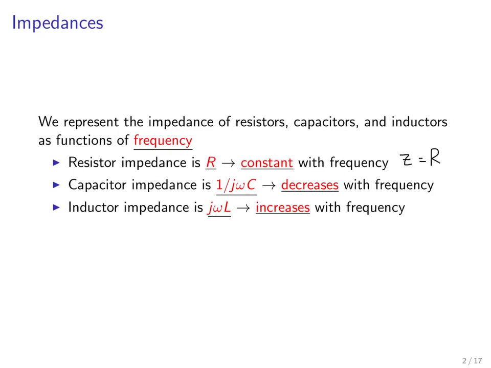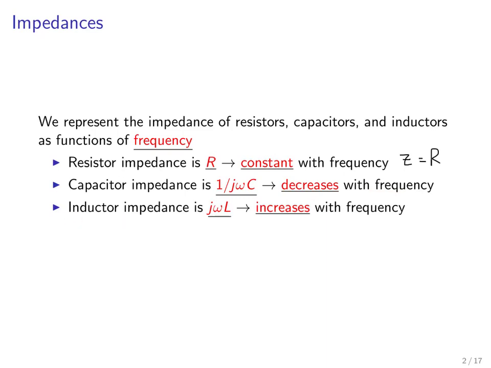On the other hand, a capacitor impedance is given by 1 divided by j omega C. So j here is the square root of minus 1, which we'll talk about a little bit more in a couple slides. Omega is the frequency in radians per second, and C is the capacitance in farads. And so you can see that because it's inversely proportional to omega, the impedance of a capacitor decreases with increasing frequency.